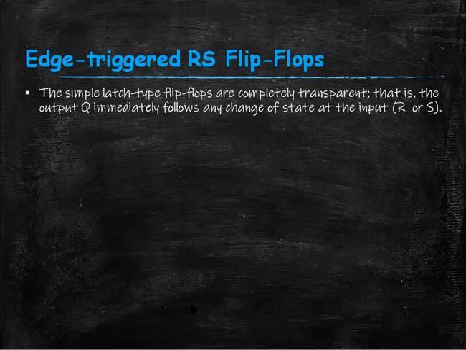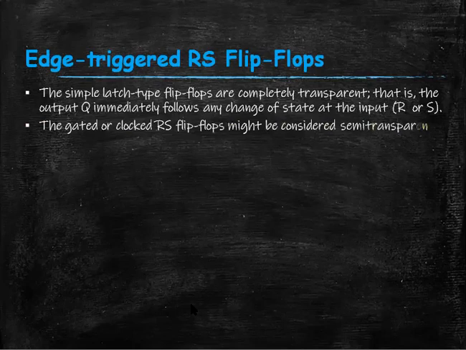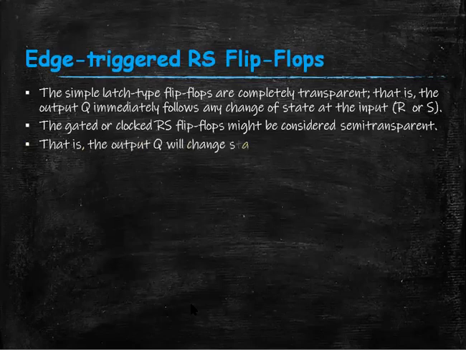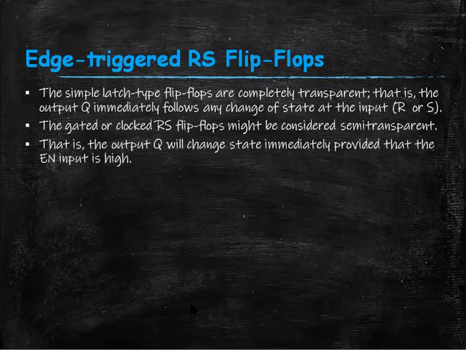The simple latch type variant, the first one, that is using NOR gate and NAND gate, was fully transparent. That means the output Q immediately follows any change in the input. The clocked RS flip-flop might be considered as semi-transparent. That is, the output will change state immediately, provided that the enabled input is high.